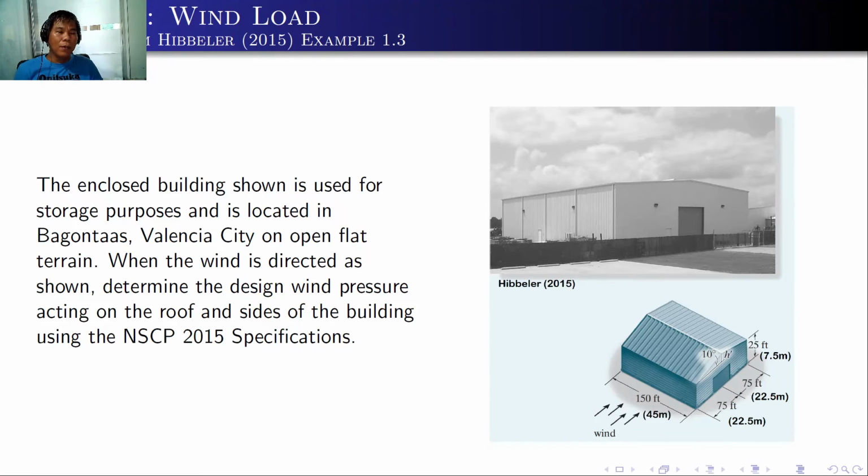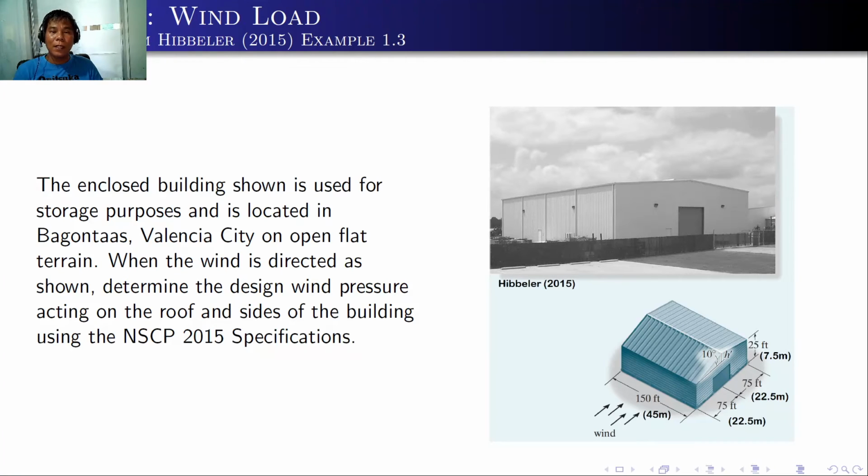As an example, we have adapted an example from Hibbeler, because I changed some of the units. The units are in English units, and I just converted them into SI units. Again, we have to be very flexible. So here we will be interchanging using either the English units or the SI units. We have an example assuming that the enclosed building is used for storage purposes and is located in Valencia City on open flat terrain.